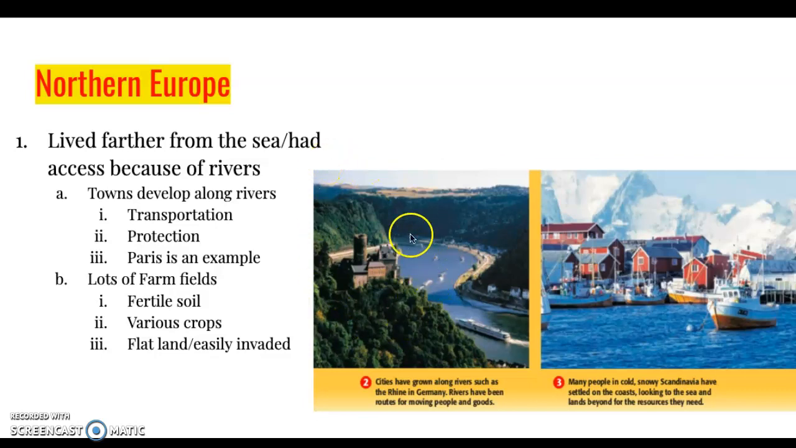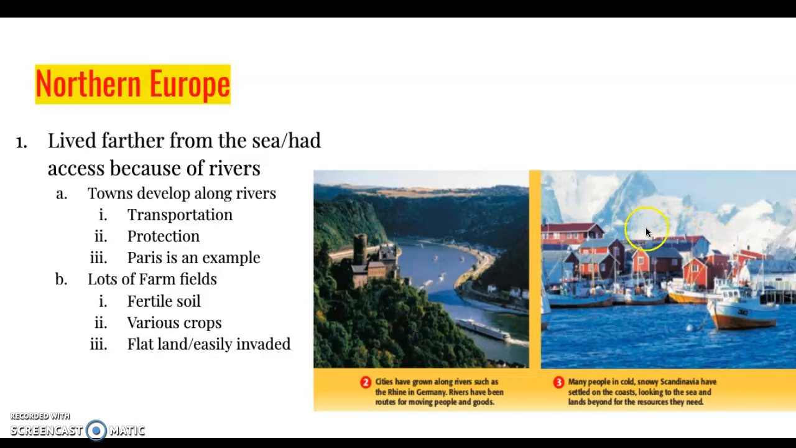And there were lots of farm fields out here away from the rivers. They could grow various crops with the fertile soil. It was flat land, which makes it ideal for farming, but it also was easily invaded. So, like when those Visigoths and barbarians and Vandals and others invaded when this was part of the Roman Empire, this was the area they were invading up there in northern Europe. It was just much easier for them to invade. They didn't have to cross mountains and things like that. So that flat land, that's where a lot of those invasions occurred that eventually leads to the downfall of Rome.